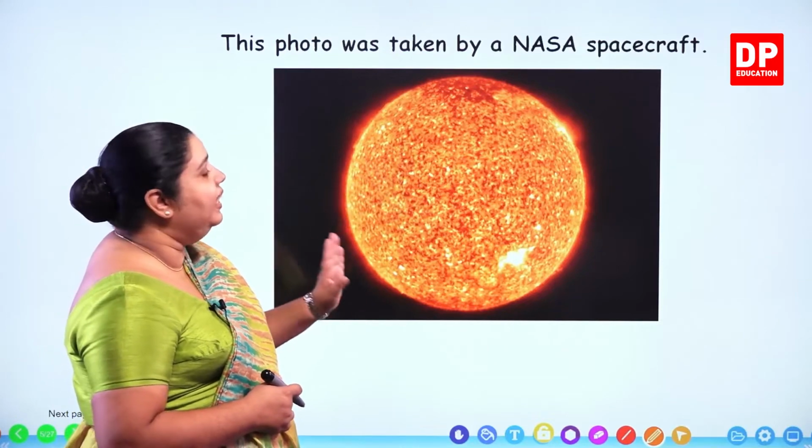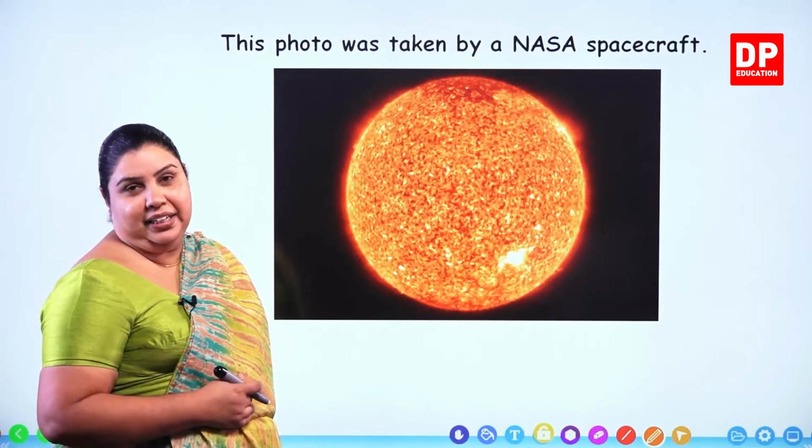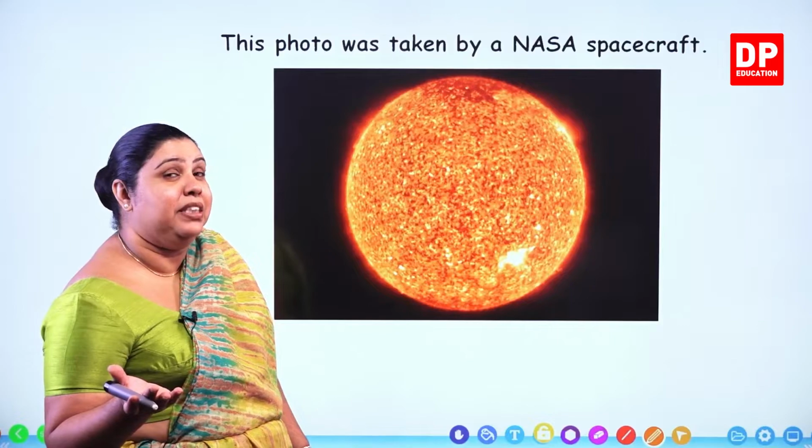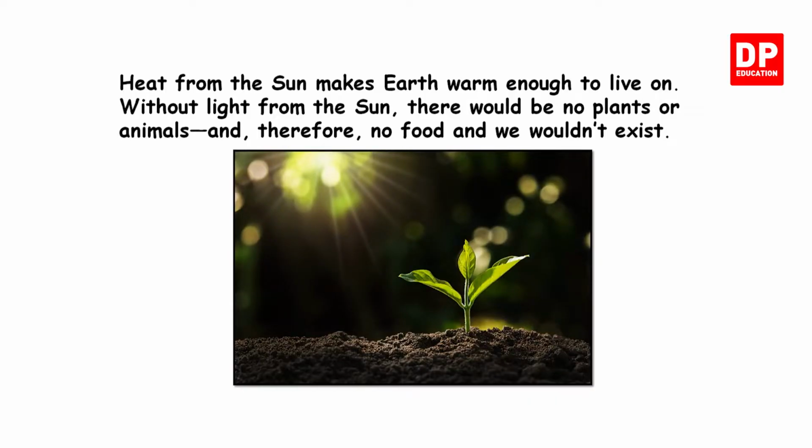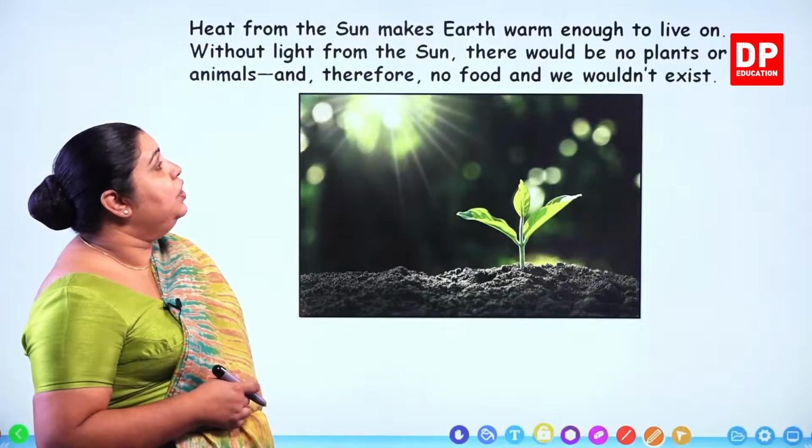This is exactly the way how the sun looks like. We can't go near the sun and take pictures. So this will help us to learn about the sun. Heat from the sun makes earth warm enough to live on.